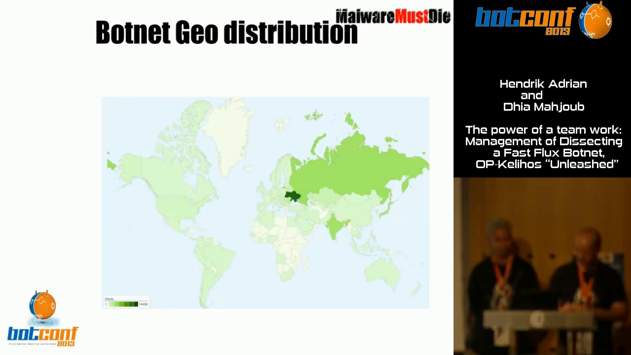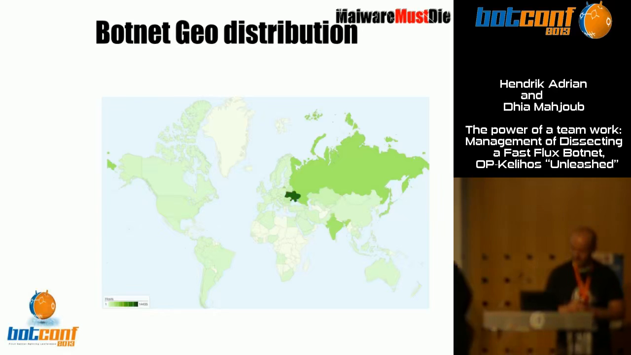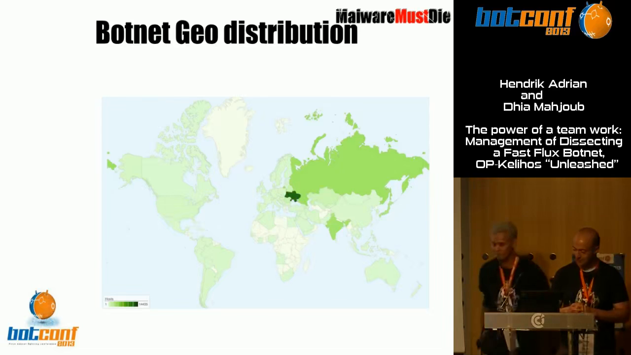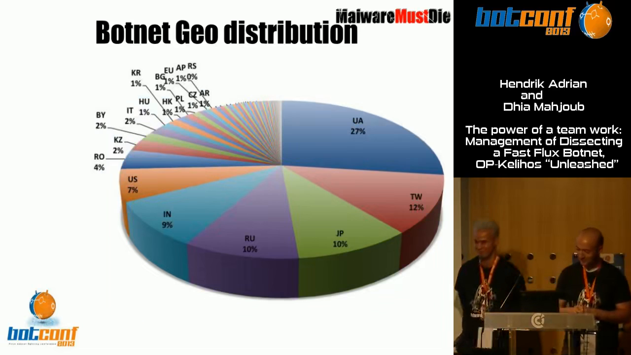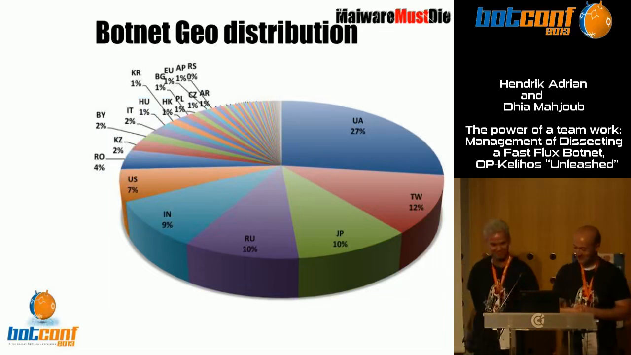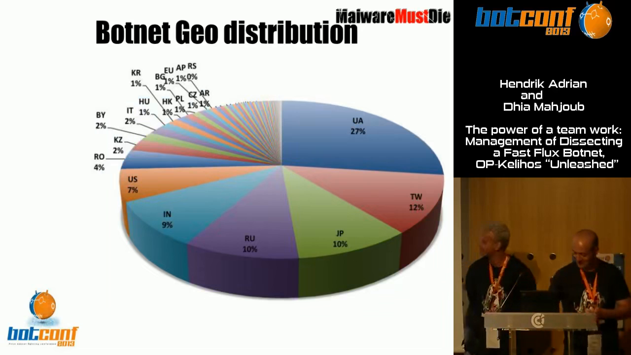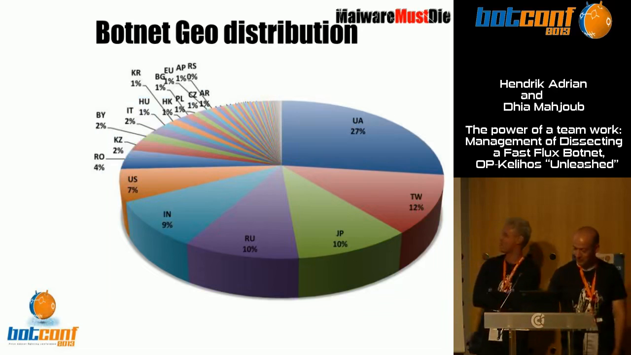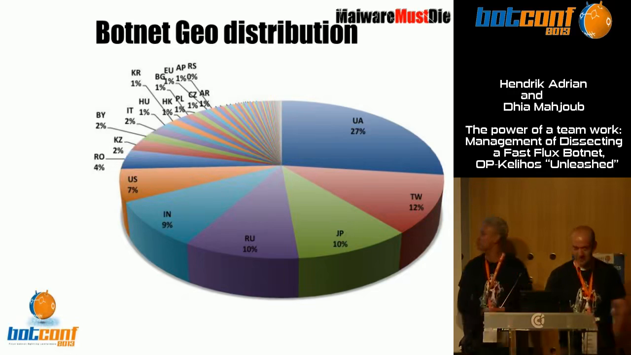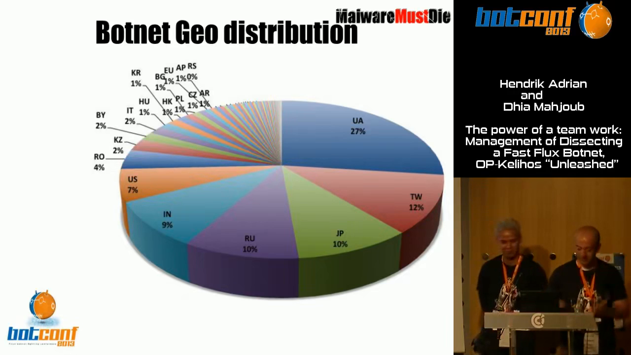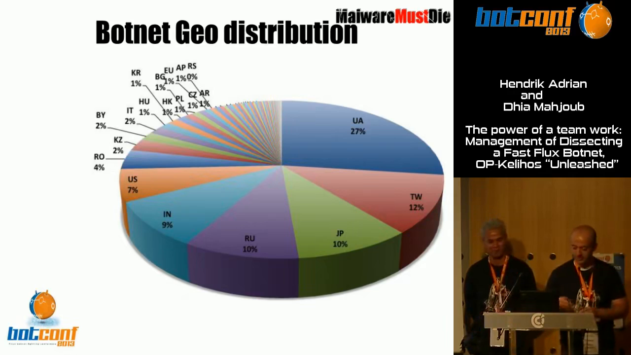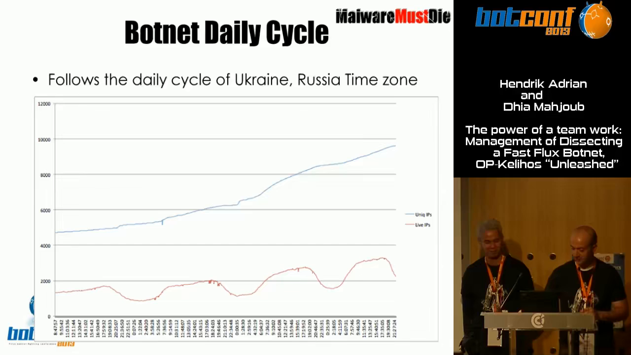But as you can see here, Ukraine is taking the lion's share of infections. And then you have Russia and India. Exactly. So as we said, Ukraine, Taiwan, Japan, Russia, and India. So it's basically an Asia infection here. But you got cases in the US and other European countries. So it's a worldwide infection here.